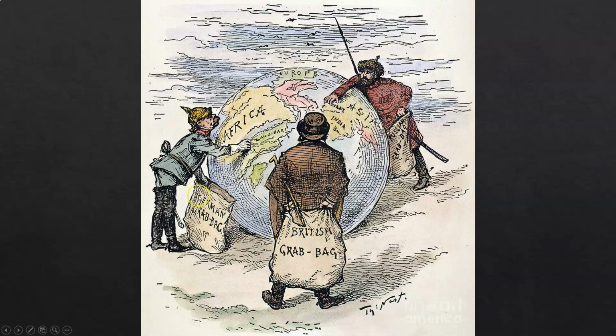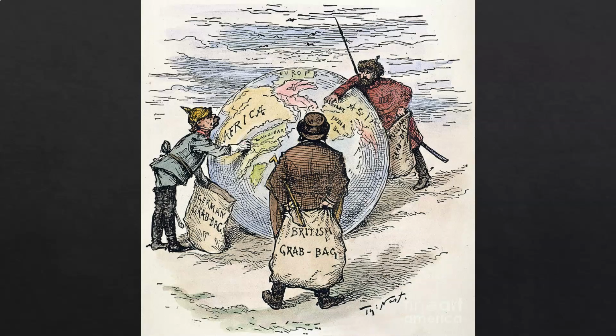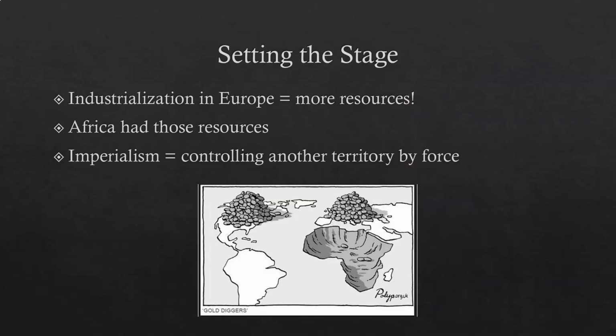And you see how the picture says it's my grab bag. So grab anything you want, for your purposes, for your resources and stuff like that. So let's see why countries and nations like Russia, Britain, France, and Germany started to get land by force. You see the definition here: imperialism is controlling another territory by force. So why are they doing that?